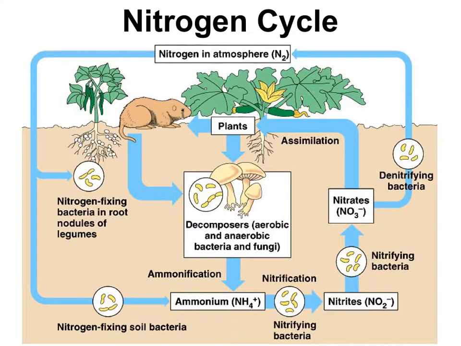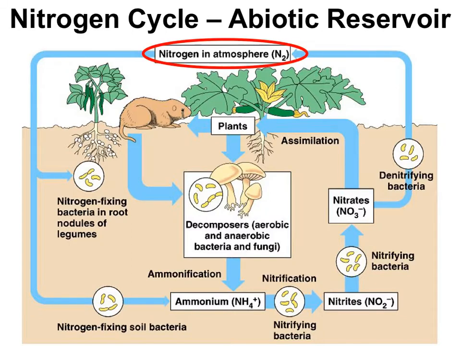Here's the nitrogen cycle represented as a diagram. You can start with the abiotic reservoir. One abiotic reservoir for nitrogen is the atmosphere, where nitrogen is found as nitrogen gas, N2. But the soil is also an abiotic reservoir for nitrogen. In the soil, nitrogen can be found as ammonium, nitrites, and nitrates.